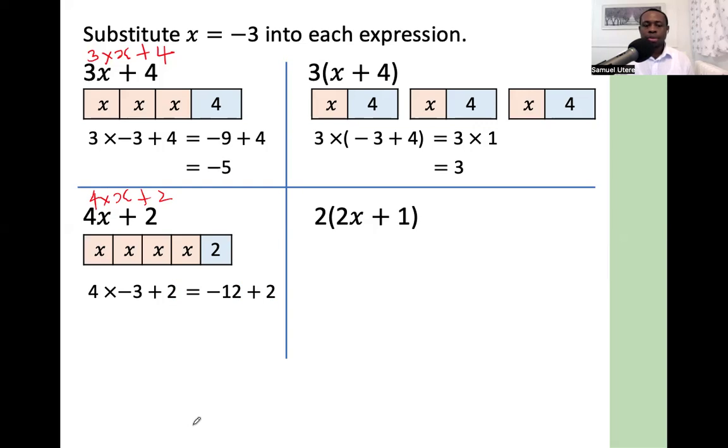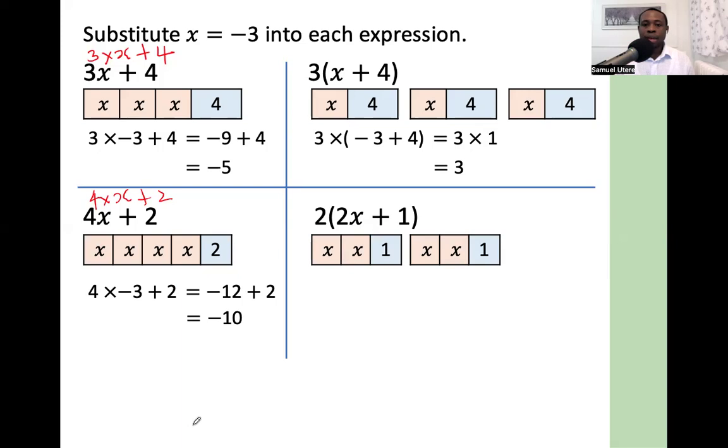Negative 12 add 2 means, if you were to do this on a number line, just in case you don't know how to do this, you start on negative 12. To add 2 means you do 2 steps forward or 2 steps to the right, and that will get you to negative 10. This expression here, 2x add 1, means 2 lots of x add 1 in a bar model.